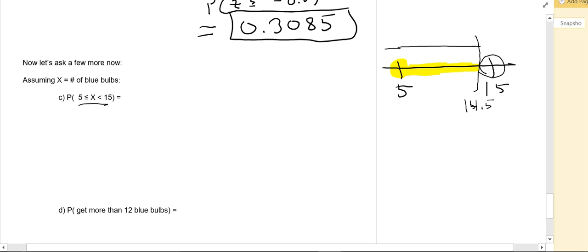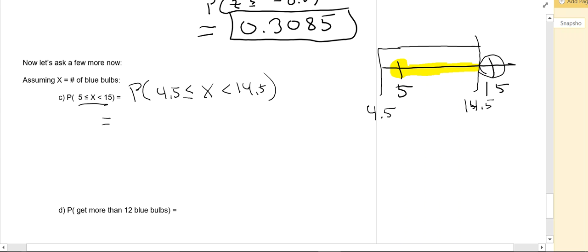But if I want to include the 5, I'm going to also have to go below 5 and go to 4.5. Remember, this is what I'm looking for. I'm looking for this interval here, right? If I want to include 5 in this particular interval, I'm going to have to subtract a half from 5. If I don't want to include 15, I'm going to have to subtract a half from 15. So my interval is now going to be the probability that x is between 4.5 and 14.5.